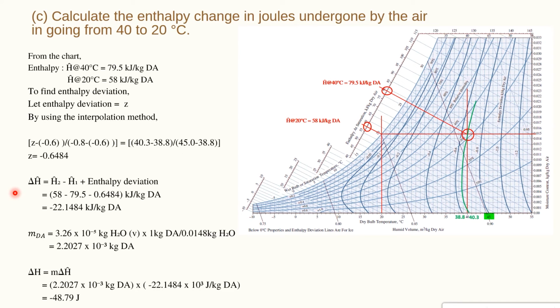Next, we find the mass of the dry air by multiplying the mass of the water vapor we obtained from part B by the inverse of the absolute humidity. Then we get the mass of the dry air equal to 2.2027 times 10 to the power of negative 3 kilogram dry air. After that, we substitute the mass of the dry air and delta H hat into this equation. Then we get the value of delta H equal to negative 48.79 joules.